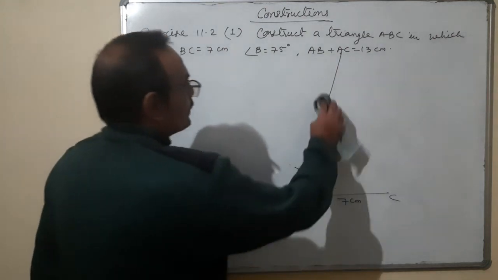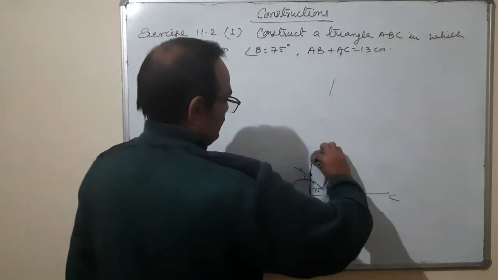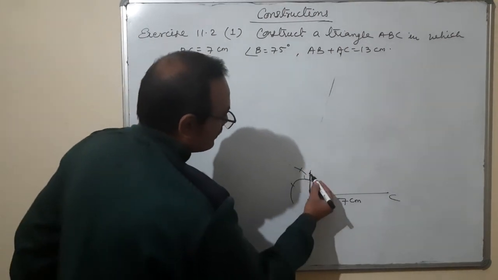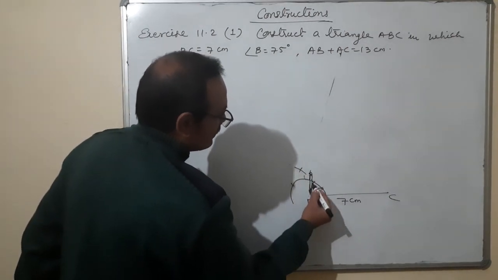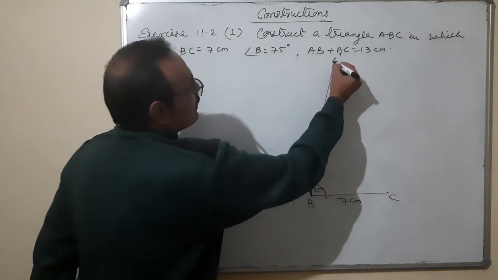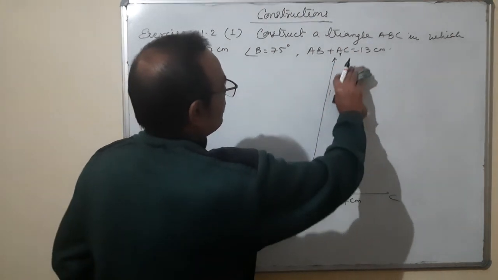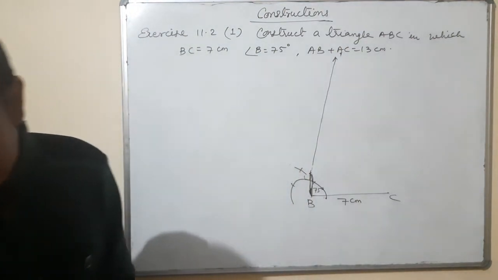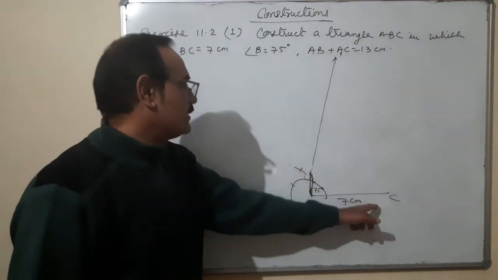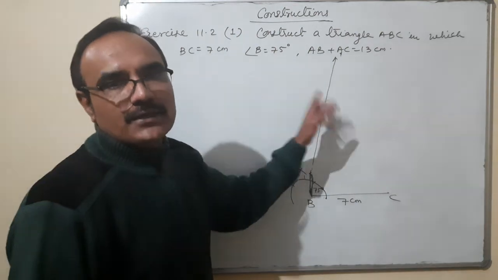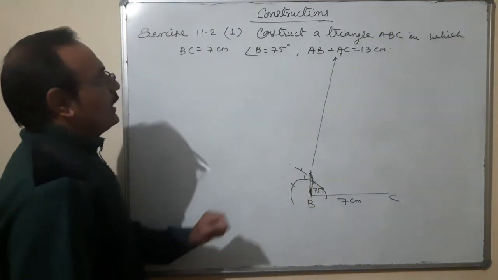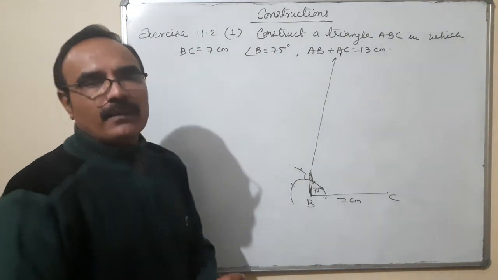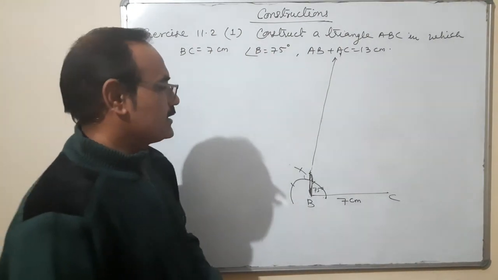For a straight line, use a proper ruler and draw a line. This angle is 75. Now see, this is BC. A is coming on that line somewhere, right? It is given that AB plus AC is equal to 13 centimeter.